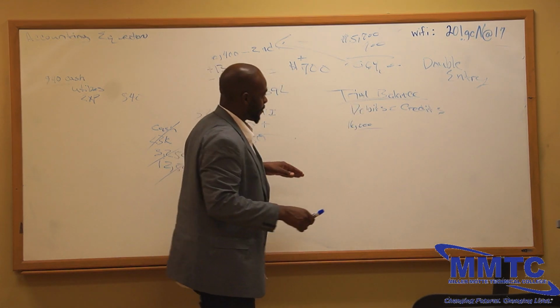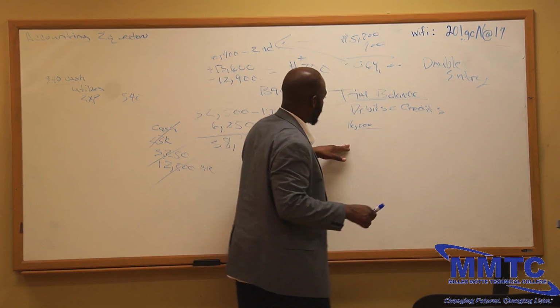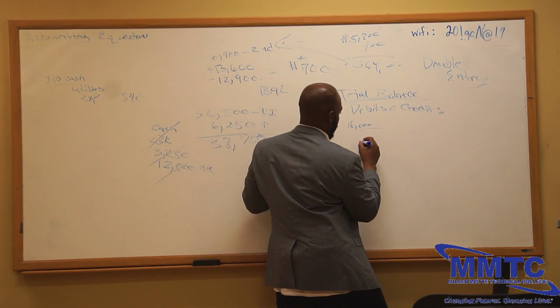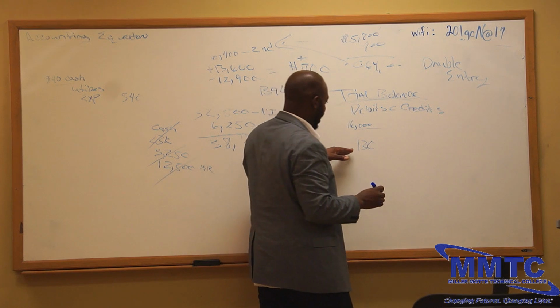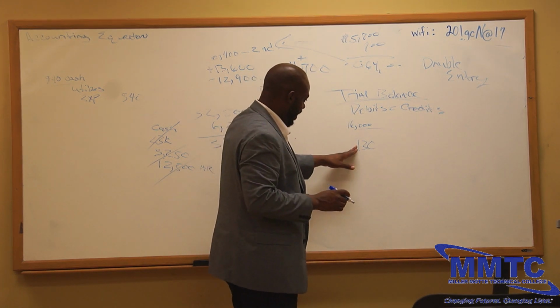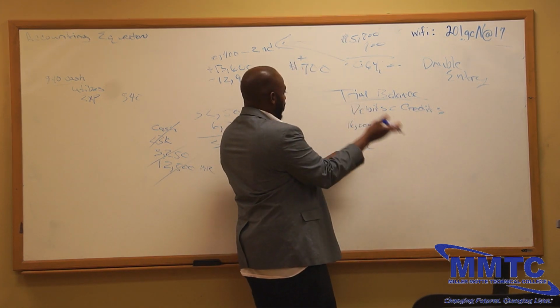Keep going. A $130 cash receipt for the performance of a service was not recorded at all. So you got a $130 cash receipt that didn't even get recorded, period.